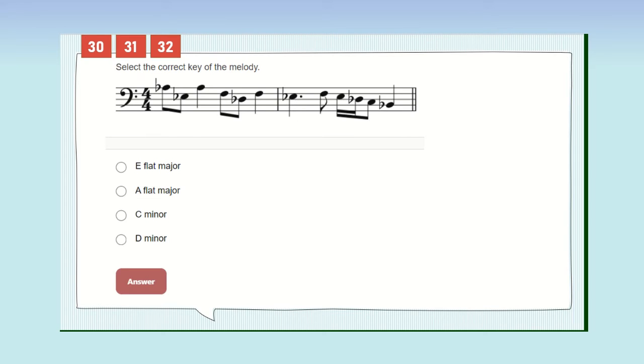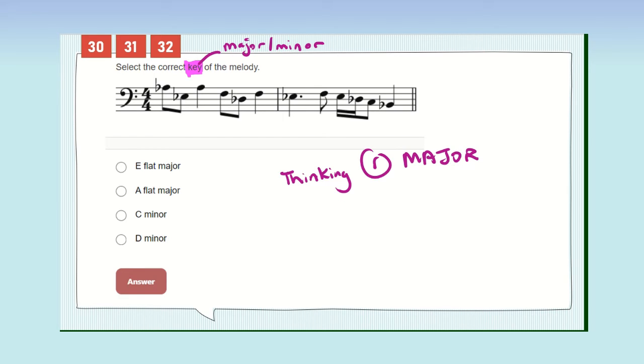Okay, next question is for questions 30, 31, and 32. Select the correct key of the melody. So the keyword here is key. Haha, the keyword here is key. Yeah, really key. Key means what's the major or minor. Okay, because we're in grade 3, yeah, we are tested major or minor. So first thinking step, remember for this kind of question, always think about the major first. Okay, because major is easier for you to think of the key signatures.